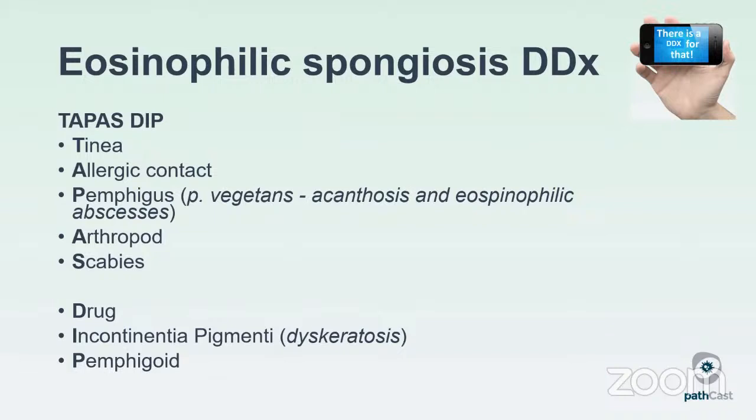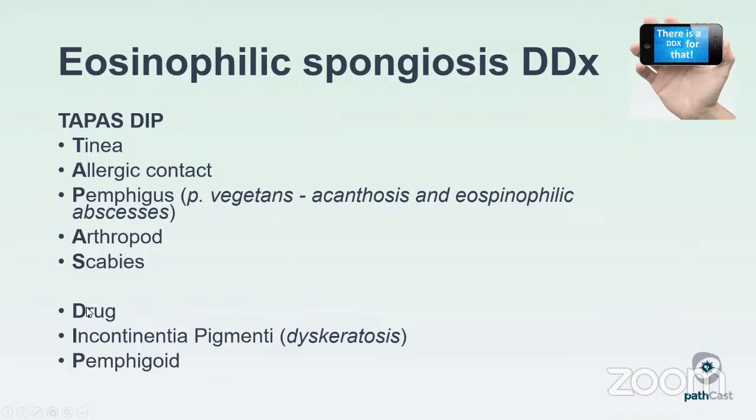I say, okay, what could I be missing here? Could it be tinea? I'll take a close look at my cornified layer to look for organisms. Is it allergic contact dermatitis? Is it pemphigus? Could there potentially be a suprabasilar split somewhere, that it could be occlusive pemphigus vegetans? Could this be an arthropod assault reaction, where I'd expect a superficial and deep inflammation with eosinophils beneath that? Could this be scabies? Let me look for some mites in the cornified layer.